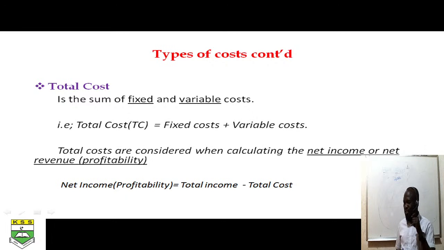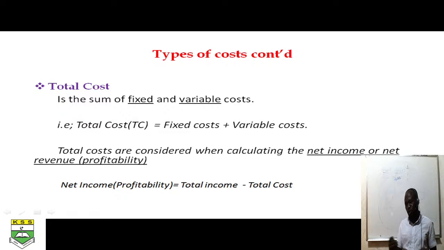Now, that total cost is very important. Yesterday, when you were looking at gross margins, you must have looked at what we call net revenue or net income. Now, the net income is what you get after selling whatever you're selling. But to get profitability, to find out how much profit you have made, you get your revenue, then you subtract the total costs. So profitability is equal to the total revenue or total income minus total costs. And we are saying total costs are a summation of the variable costs and the fixed costs.